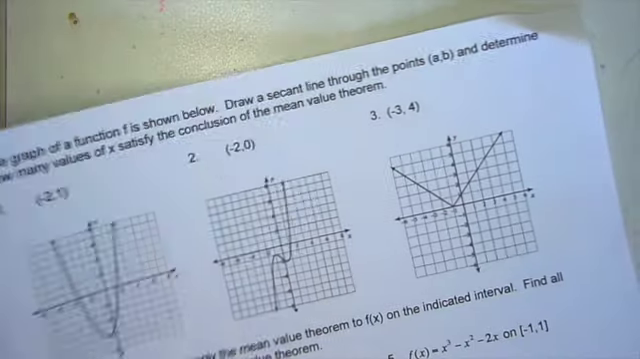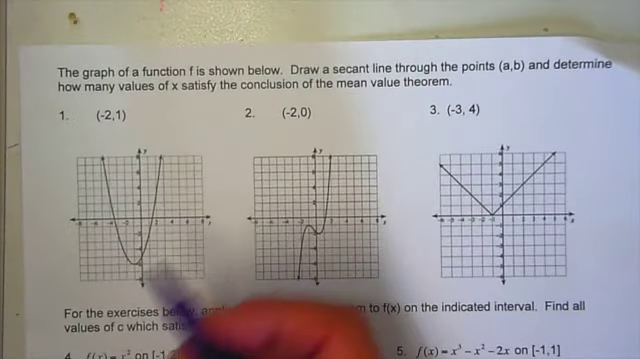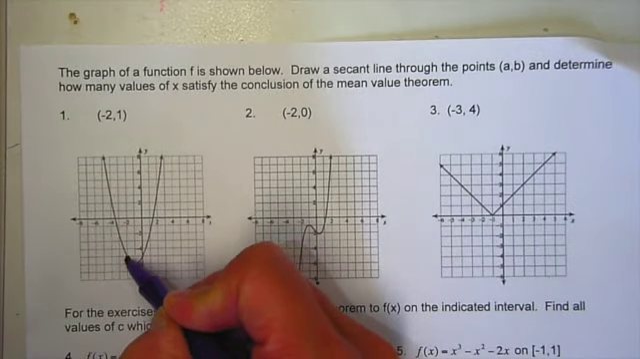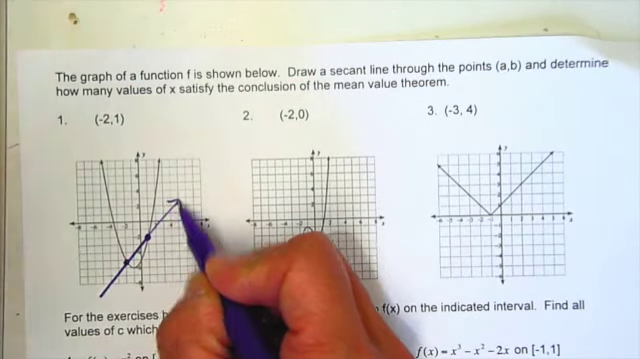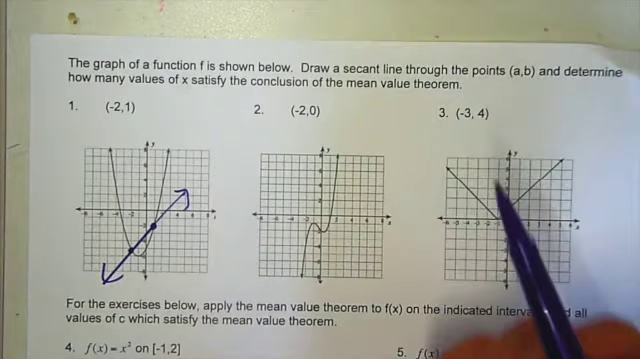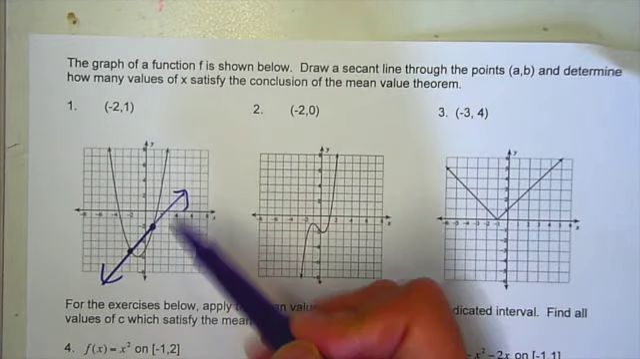Okay, let's look at a couple more graphically. So we're going to draw a secant line between negative 2 and 1. Here's negative 2, and here's 1, and here's my secant line. So the question on these problems is, how many values of x satisfy the condition of the mean value theorem?